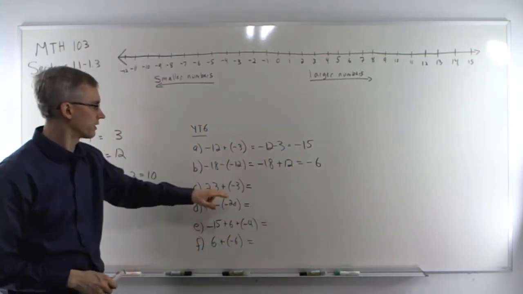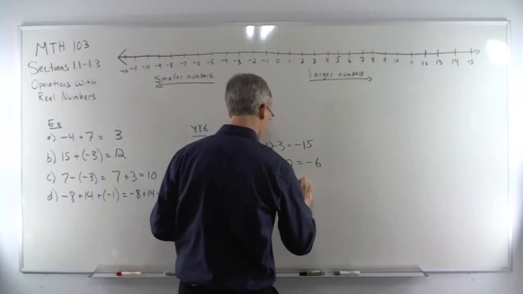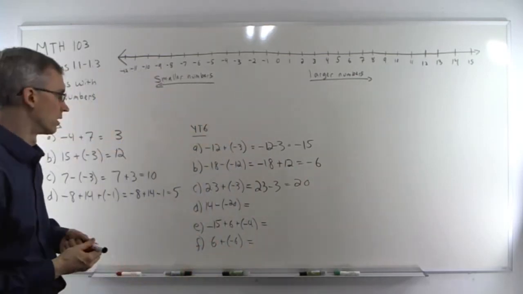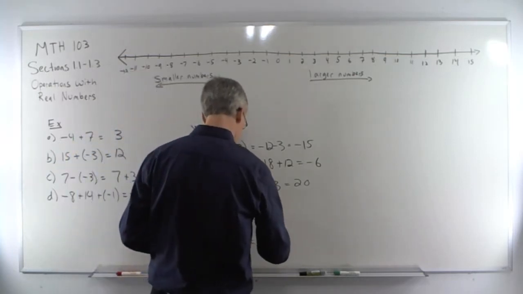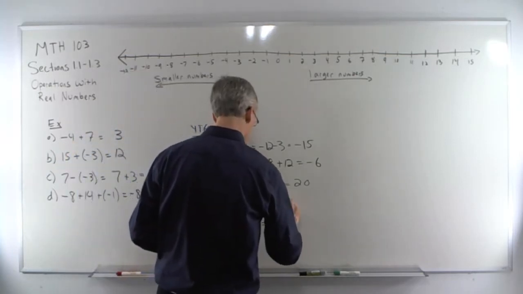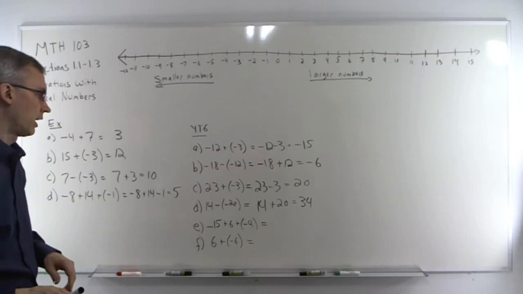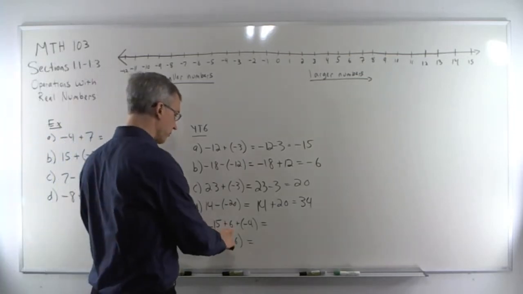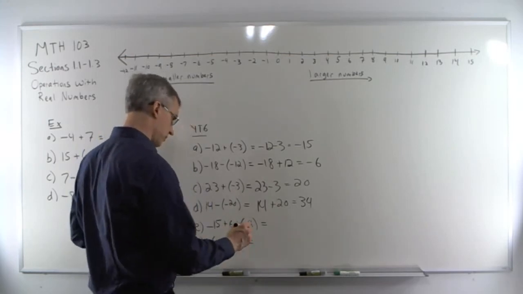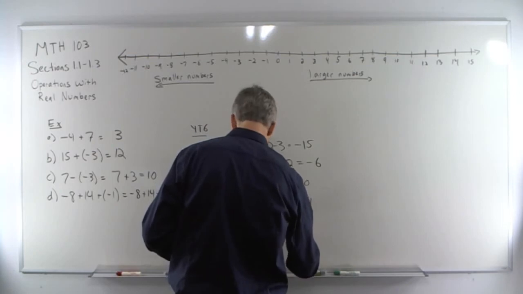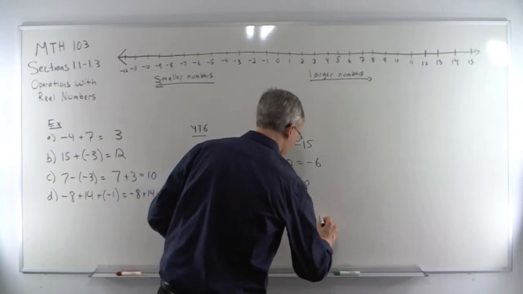All right, next one, we're adding a negative, that's like subtracting. So this is just 23 minus 3, or 20. This one, again, we are subtracting a negative, so that's going to turn into addition. So we got 14 plus 20, or 34. And this one, we're starting at negative 15, moving 6 to the right, that brings us to negative 9, and then we're subtracting 4. So that's negative 15 plus 6 minus 4, or negative 13.